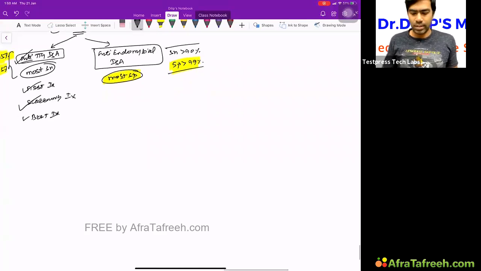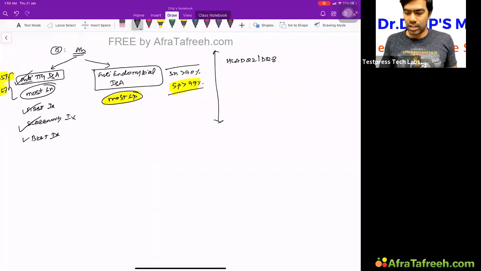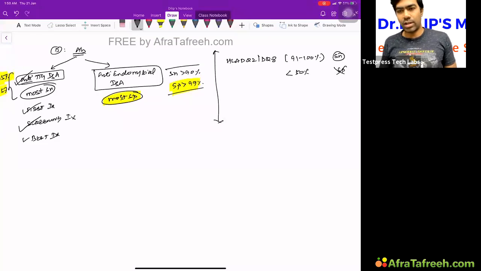And there are some other investigations that are not used, for example HLA DQ2 and DQ8. This is very, very sensitive. The sensitivity ranges from 91 to 100%. Very sensitive investigation, but specificity is very, very poor, less than 50%. In the sense that not all patients with HLA DQ2, DQ8 will have celiac disease, but almost all celiac disease patients will have DQ2, DQ8 positive. That's why it's very sensitive but not specific, and it's generally not done to diagnose celiac disease.